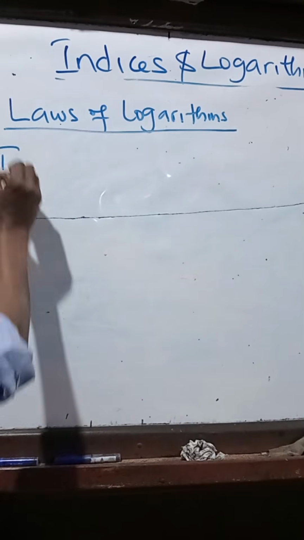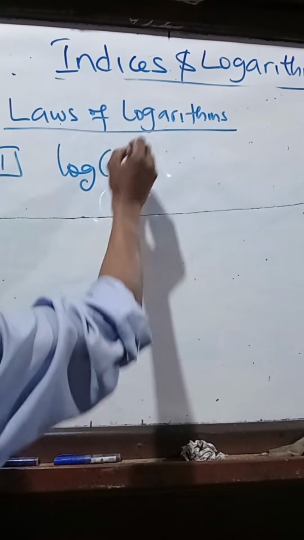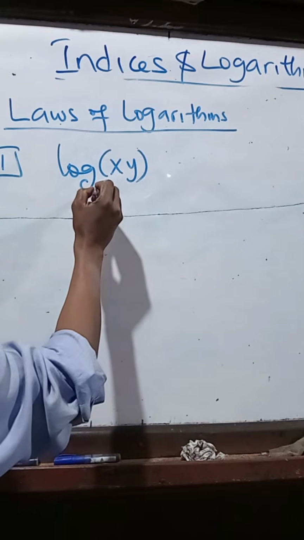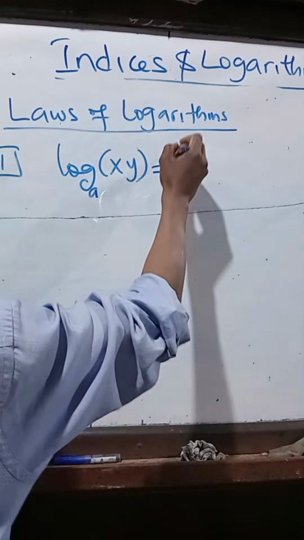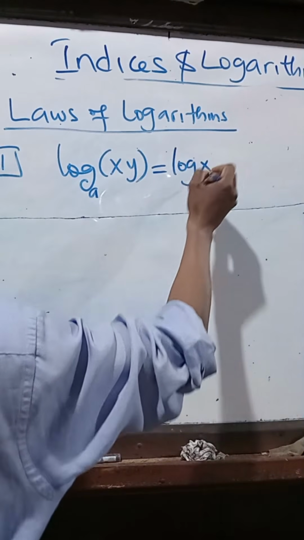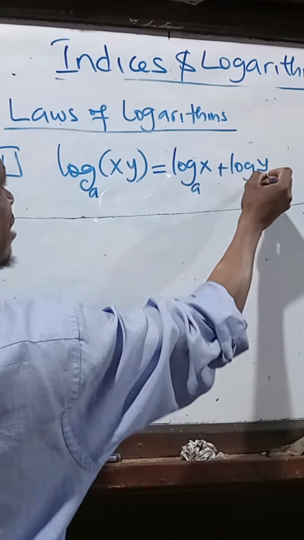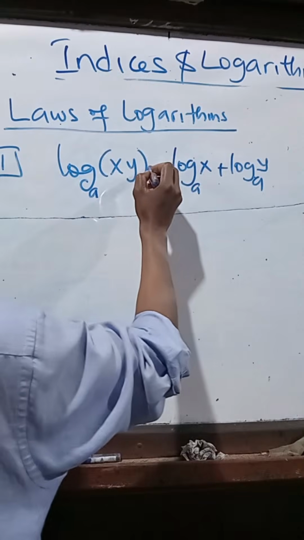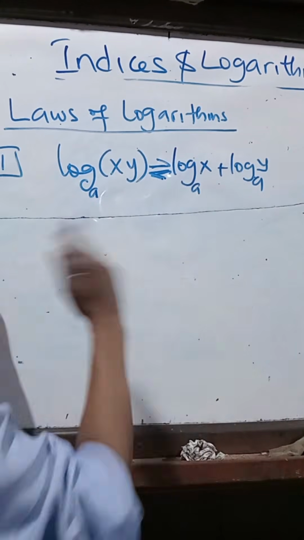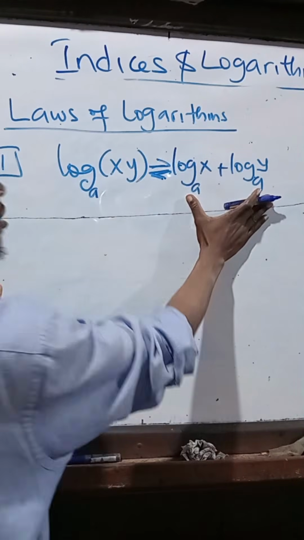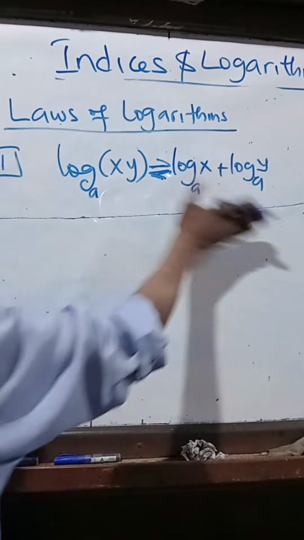The first one is the log of a product, base A. This will be equal to log x base A plus log y base A. And it is reversible. What I mean by that is that this right hand side is also equal to the left hand side.